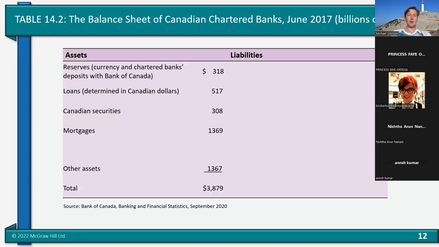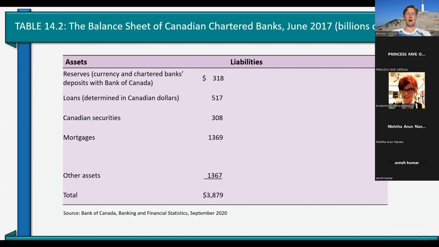So good question, Britt. So what gives money its value is that it's accepted everywhere. It is guaranteed by the government. It has limited supply.